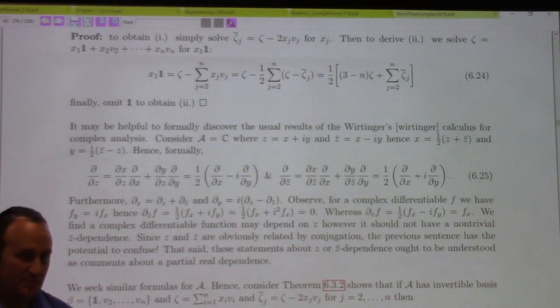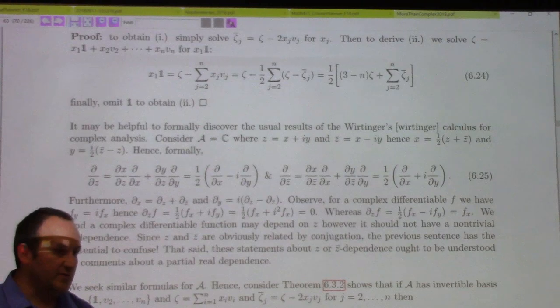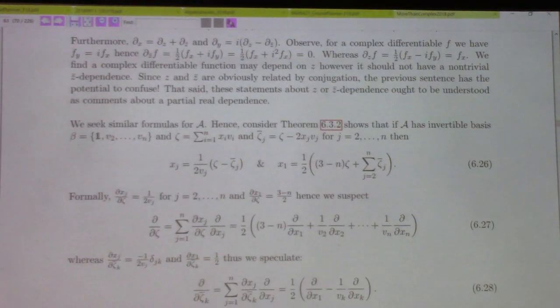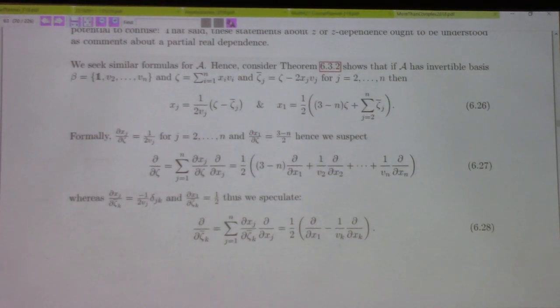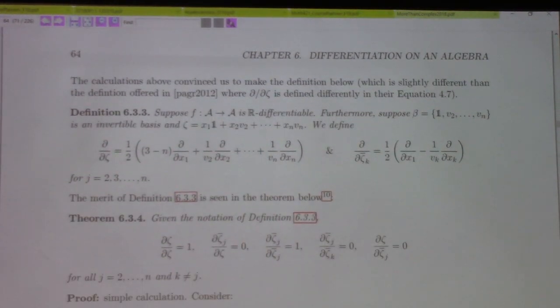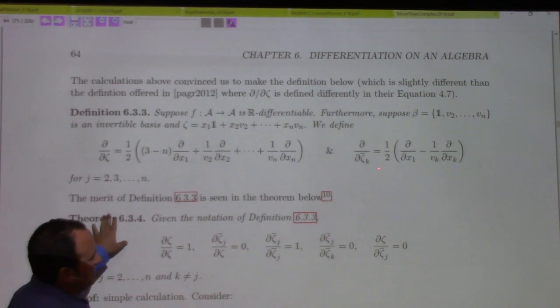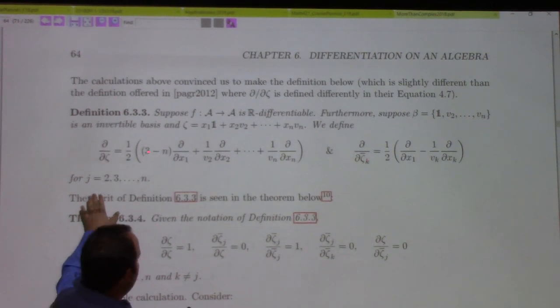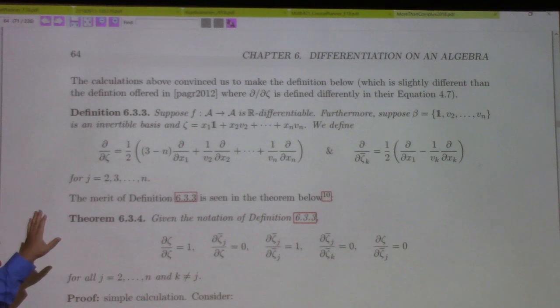What I discovered about two summers ago is a way to generalize this. I was building off another researcher, but I think theirs was a little bit wrong. It was close, but just not quite right. I generalized the typical formal rule, and I introduced partial derivatives with respect to an invertible basis on the algebra, like so. Here's my partial zeta and my partial zeta bar k. There's not one of them, but there are n minus one of them because we're in an n-dimensional algebra, so there's more than one conjugate.